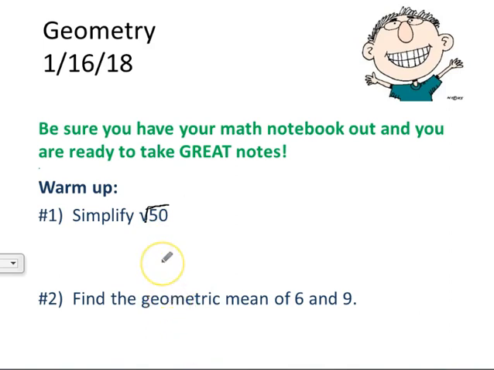And then last week, in Unit 5 Session 2, you looked at finding geometric means. So let's review and make sure that we're good on that. So number 2 is a review from Unit 5 Session 2. Find the geometric mean of 6 and 9. And you also looked last week at how finding missing parts in similar right triangles relate back to finding geometric means. So let's make sure that we're good on that. So go ahead and click pause and try these 2 warm-up problems in your math notebook, and then when you're ready to check your work with mine, go ahead and click play.